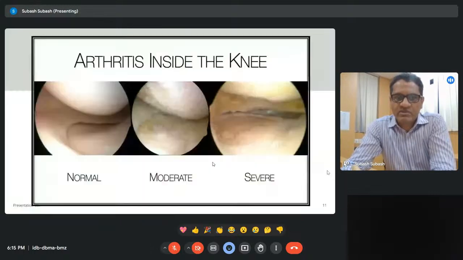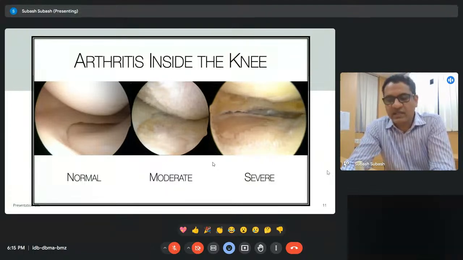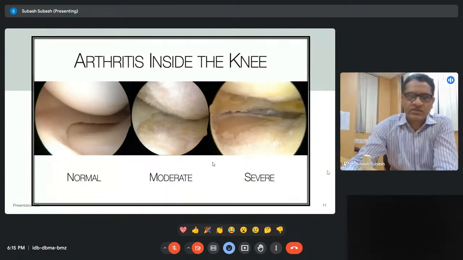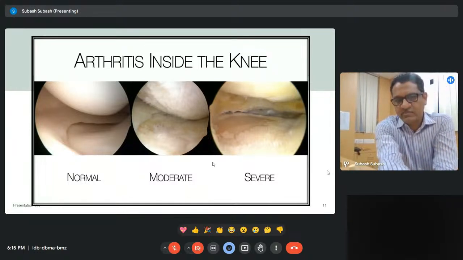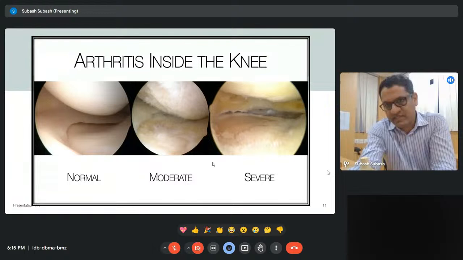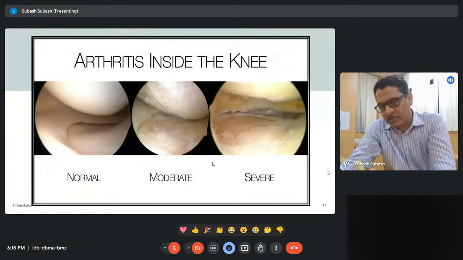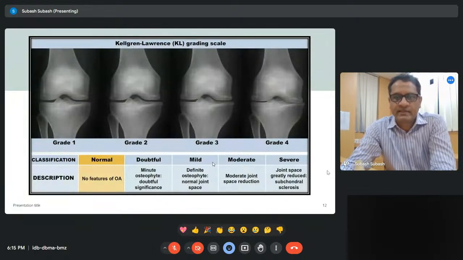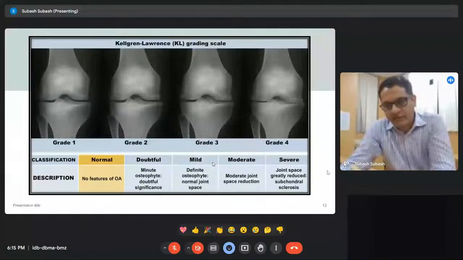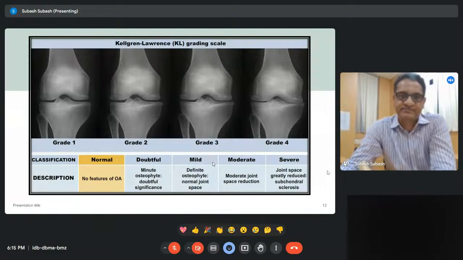So how does the arthritis progress? These are pictures of the knee arthroscopy. You can see on the left side where the normal cartilage is. On the right side, the cartilage is moderately worn off. On the extreme right, you can see the bone clearly along with the cartilage, with huge defects and craters from the severe arthritic process. So there are grades of arthritis from grade 1 to grade 4. Grade 4 is where the joint space is completely reduced and the bone is barely touching onto the bone on the side.